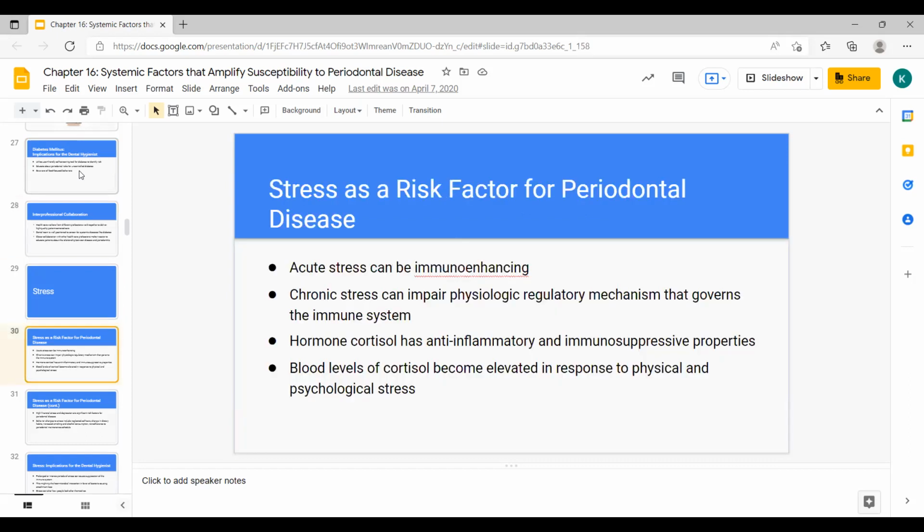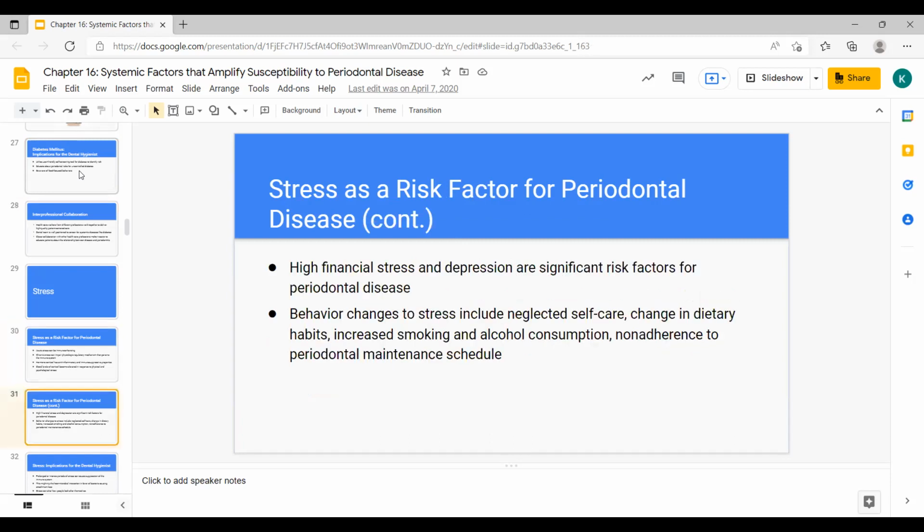Okay, stress. Stress is a risk factor for perio. Acute stress can be immunoenhancing, actually, but chronic stress can impair the physiologic regulatory mechanism that governs the immune system. Hormonal cortisol has anti-inflammatory and immunosuppressive properties. Blood levels of cortisol become elevated in response to physical and psychological stress. High financial stress and depression are significant risk factors for periodontal disease.